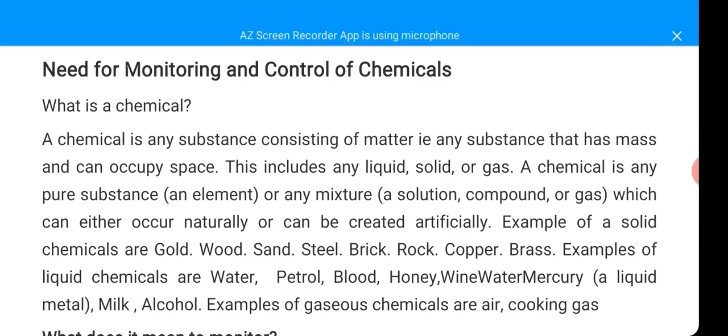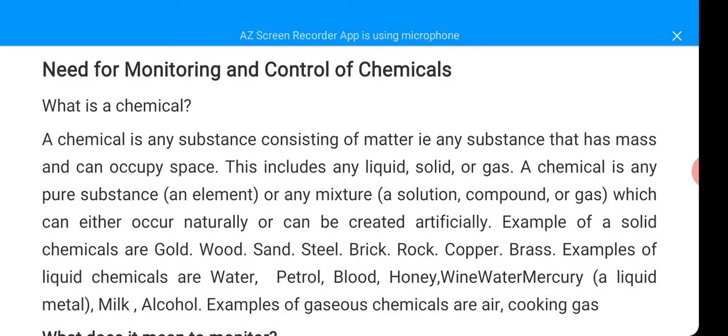I also move forward by saying chemicals can either occur naturally, like the example I've given, or can be created artificially by combining other chemicals or substances. Are you with me? A chemical can be created or can exist naturally, and a chemical can also be created artificially. Chemicals can be solid, liquid, or gaseous. So that's why I told you that chemicals include liquid, solid, or gas.